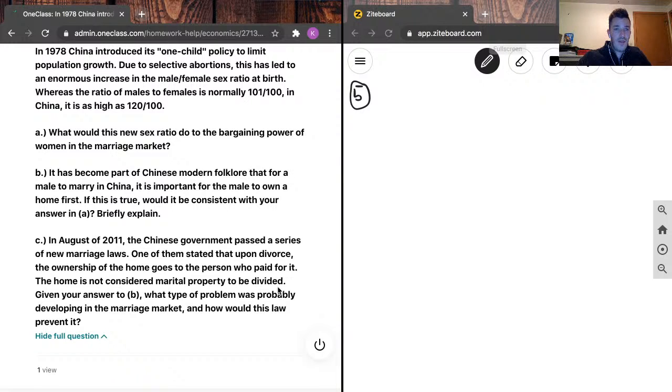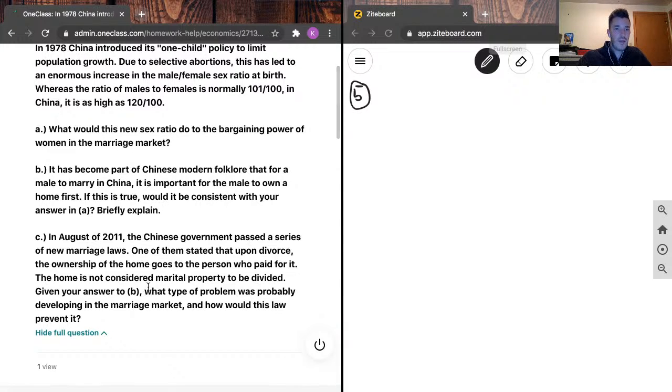Because obviously, if it's custom in China that for a male to marry, he must have a house, women are then interested in those men, at least partially for their wealth. So there's probably a lot of marriages that soon ended in divorce, with the woman walking away with more than she had going in. So that's probably the problem that was developing in the marriage market, and this law would prevent marrying for that reason, because they know going in that they wouldn't get a piece of the house.